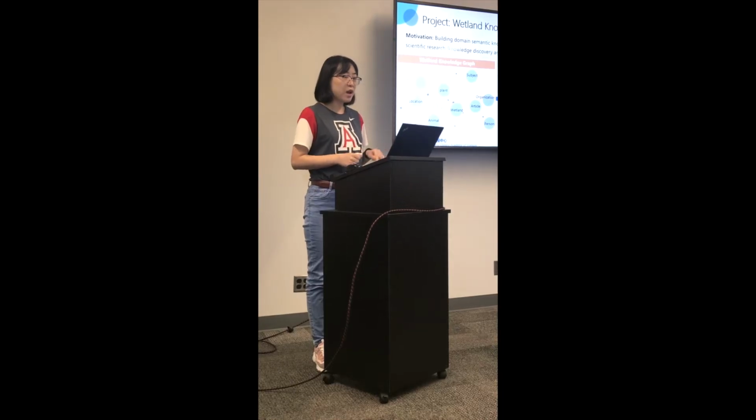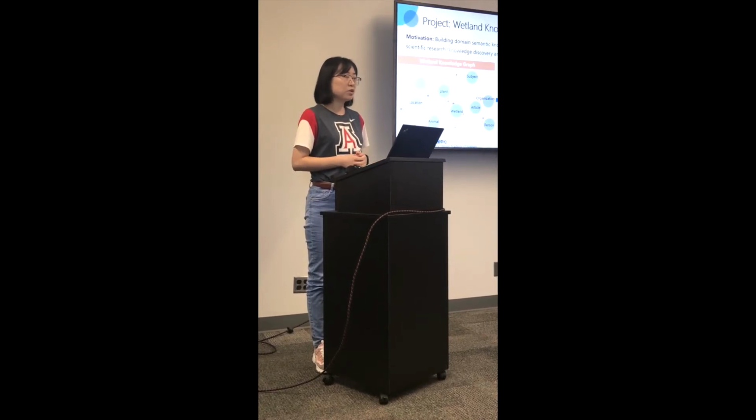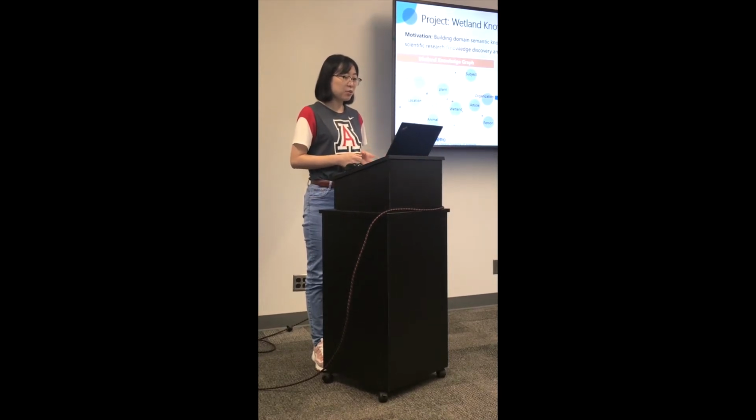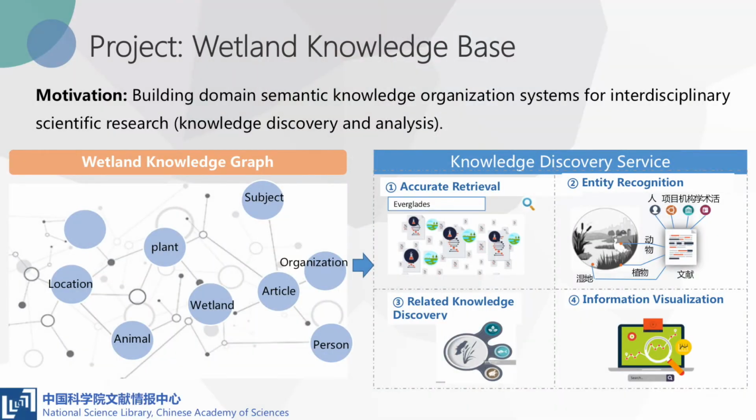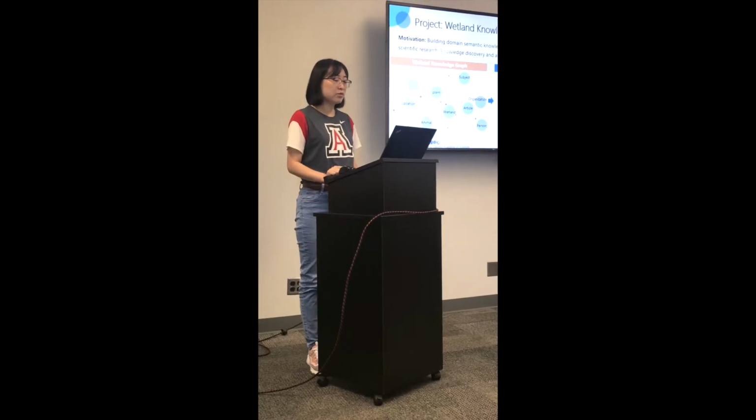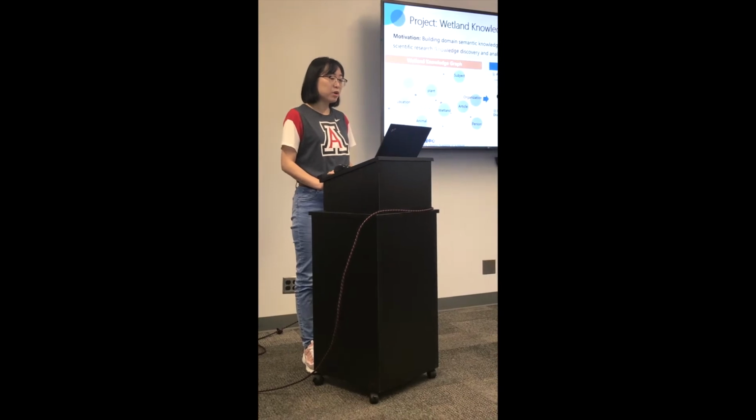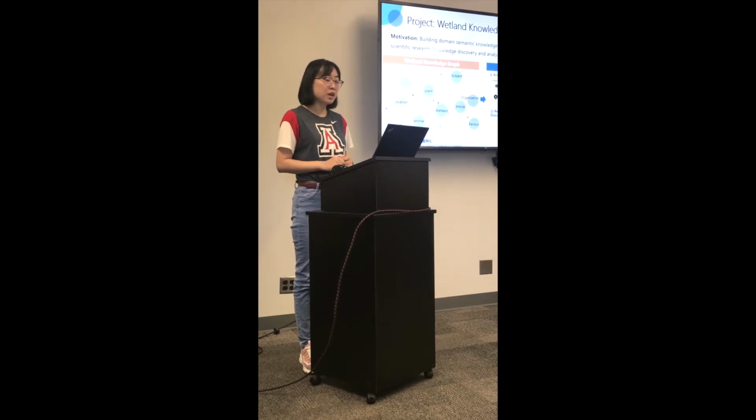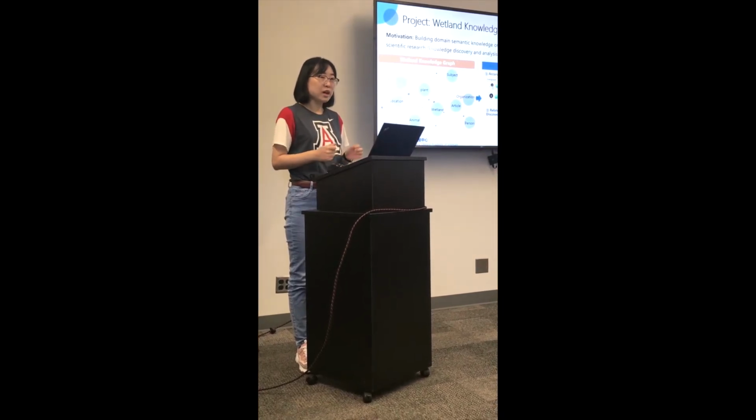We know in the area of wetland, there are no standard ontologies or taxonomies yet. So we want to build a wetland knowledge graph which can connect all the important entities in the area of wetland, like the animals that live in this wetland, and all the plants that grow in this wetland. And also some research articles focusing on the wetland. And then we also want to extract some important information from these articles, like the author, the subject, and organization.